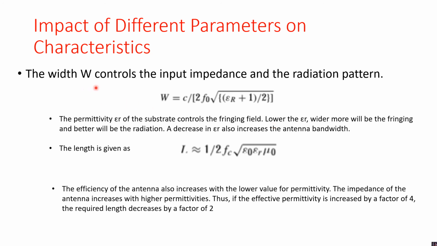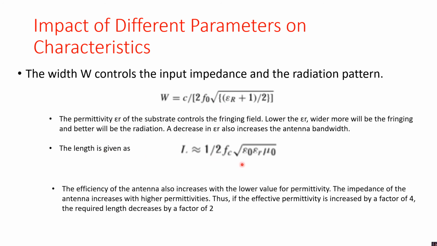First one is width. Width controls the input impedance and the radiation pattern. The width is usually given by the formula c divided by 2 f naught, into root of (epsilon r plus 1) divided by 2. Epsilon r, which is the permittivity of the substrate, controls the fringing fields. If this is lower, the fringing field will be wider and the radiation will be better. A decrease in epsilon r will reduce the bandwidth.